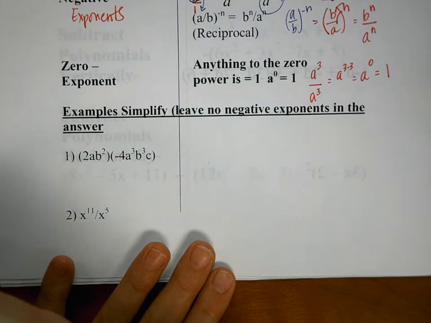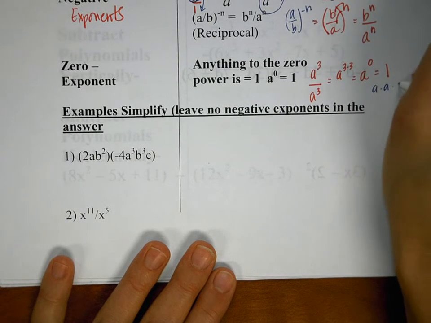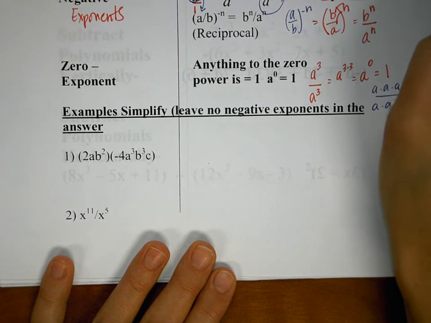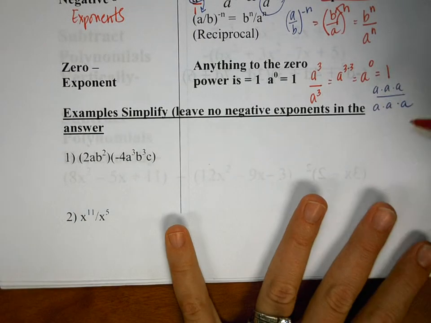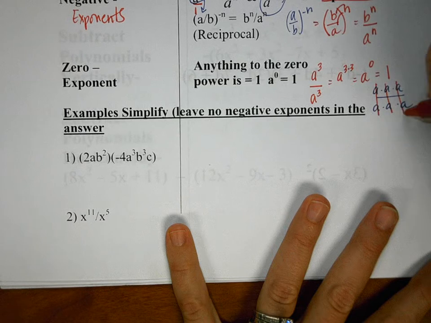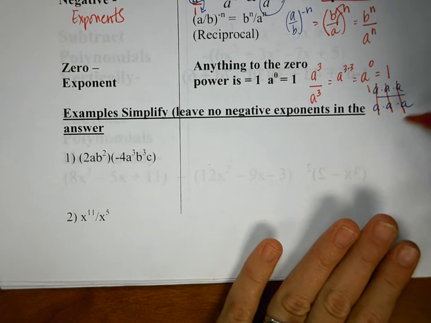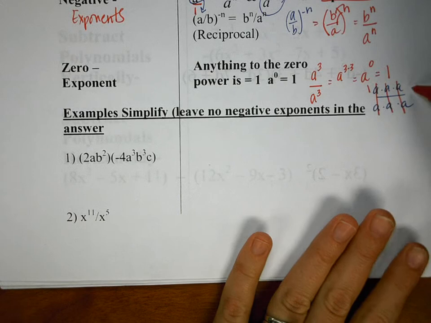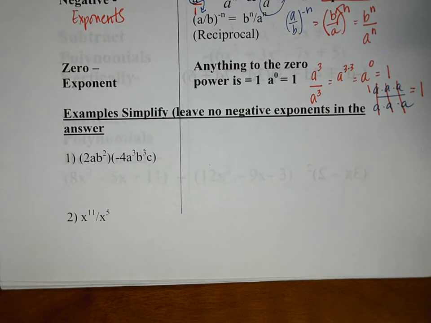Well, why that works is if we do the long way here, and I wrote out a times a divided by a times a times a, remember that you can reduce these 1 for 1. So these all cancel out like that. Well, when they are canceling, they're really becoming 1s. Well, 1 times 1 times 1 divided by 1 times 1 times 1 equals 1. So that is why anything to the 0 power equals 1.